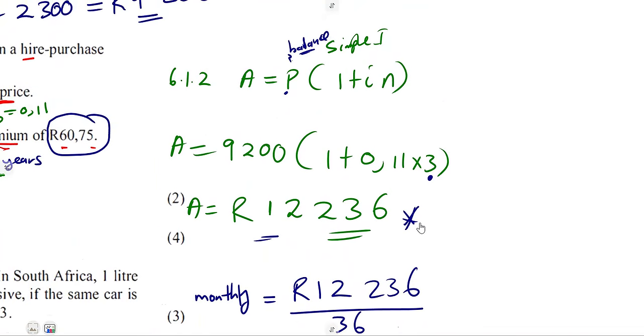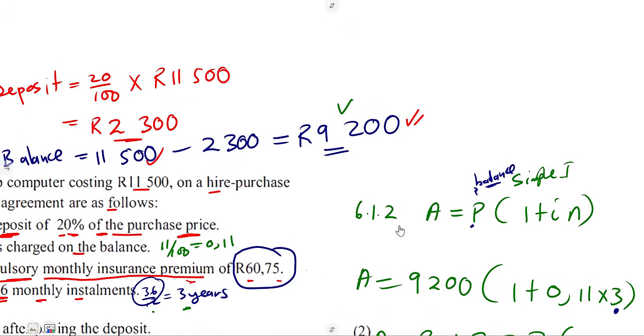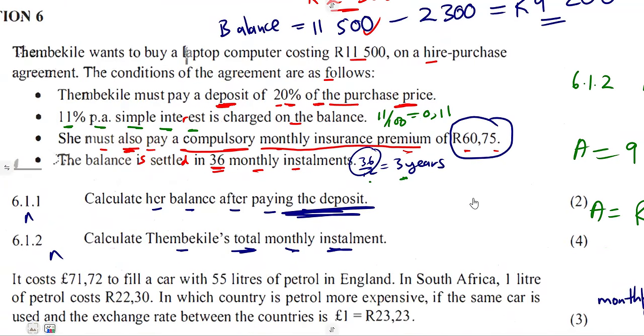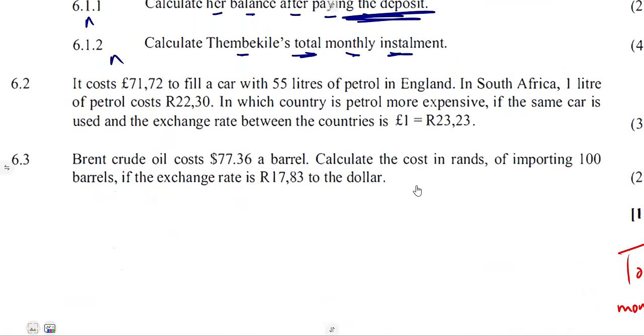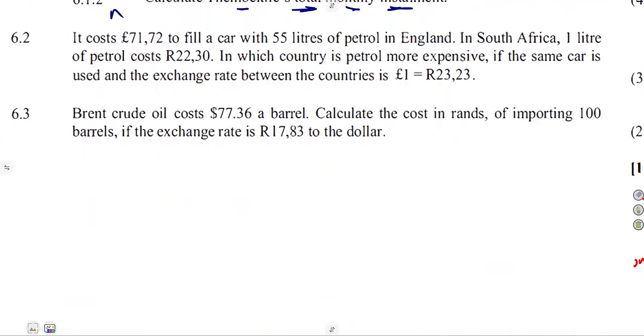Where you are given a deposit, you work with the deposit on that hire purchase, because she paid a certain amount of money. All right, 6.2, we are given that it costs 71.72 pounds to fill a car with 55 liters of petrol in England. In South Africa, 1 liter of petrol costs 22.30. So in which country is petrol more expensive if the same car is used? Use the exchange rate between the countries, £1 to what?